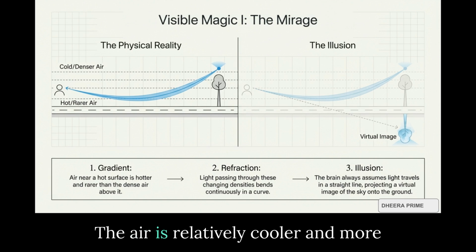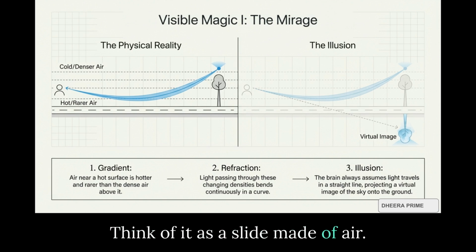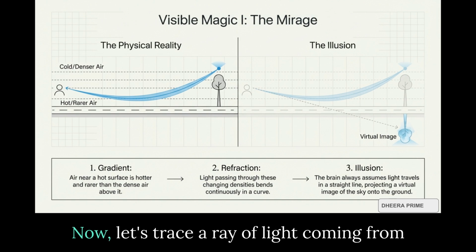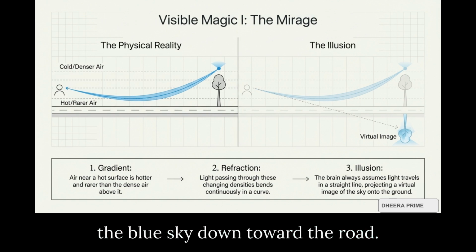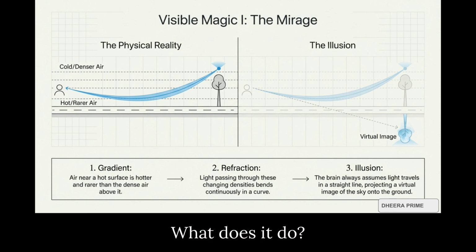Higher up, the air is relatively cooler and denser. Think of it as a slide made of air. The further down you go, the faster light can travel. Now, let's trace a ray of light coming from the blue sky down toward the road. As the light moves from the cool, dense air into the hotter, rarer air, what does it do?